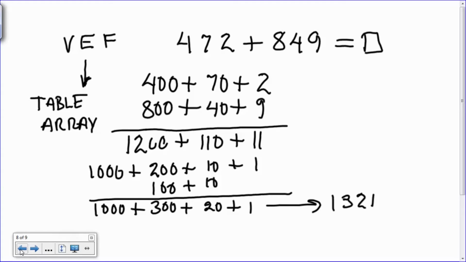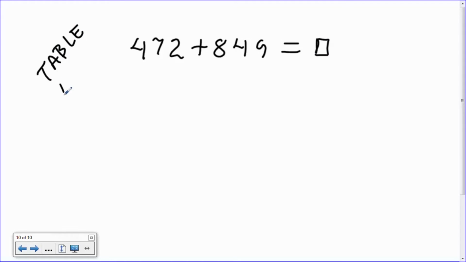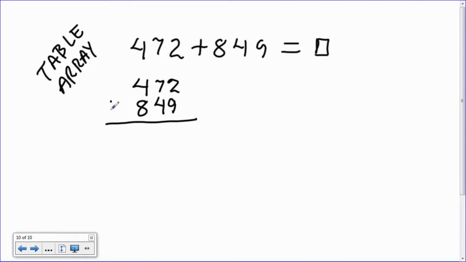I'm going to do it with the very same numbers, 472 and 849. And what I want to use is what's called table array. So this time we're going to write the numbers vertically, and I'm going to write them in a classical way to write these numbers down: 472, 849, and I want to add them together.